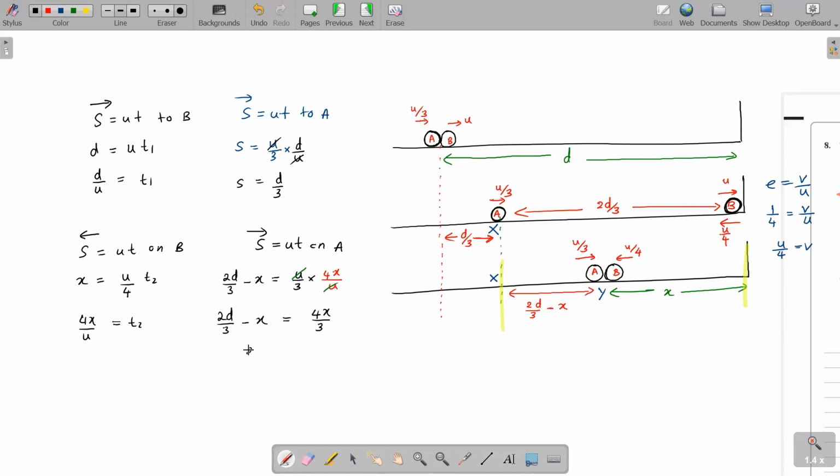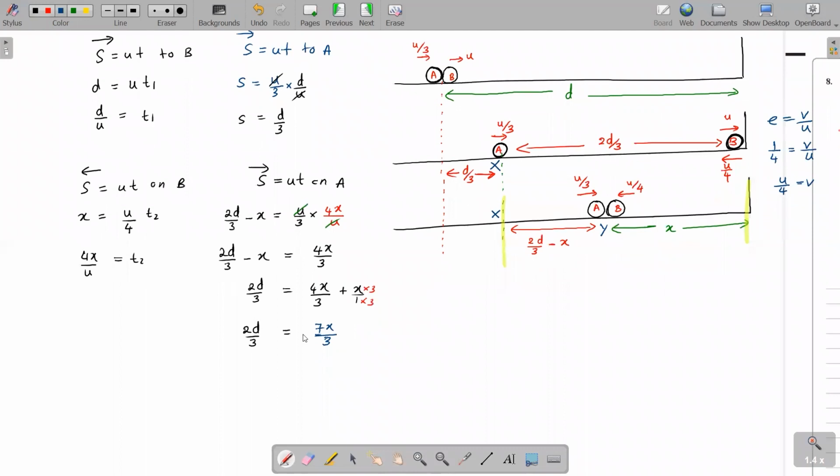So I get here 2D over 3. You could multiply the whole equation by 3 if you prefer. So I get 2D over 3 equals 4x over 3 plus x, that is 3x over 3. Basically, you multiply both up and down by 3. So I get here 7x over 3. Do you agree with me?